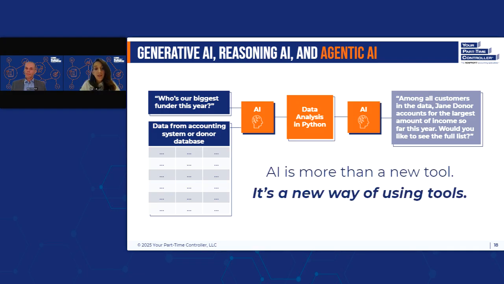So this is why you hear people say that AI isn't just a new tool, but rather it's a new way of using tools. The old way was to figure out what you wanted to do and then click and drag and type your way through a traditional app or through multiple apps.